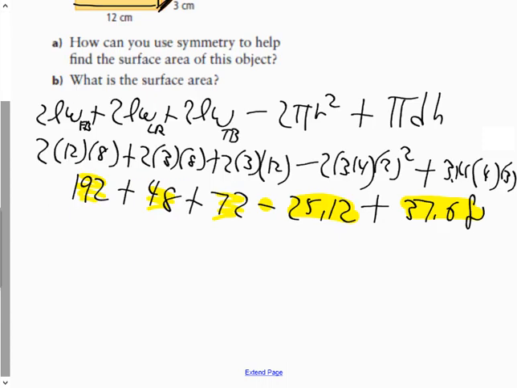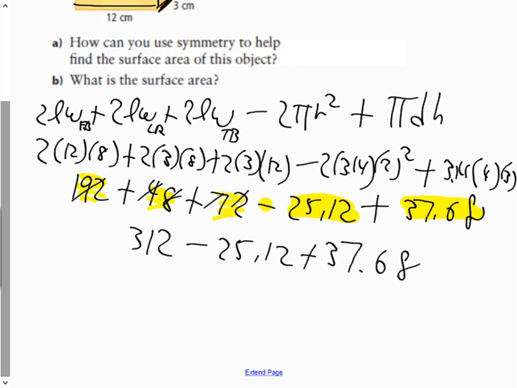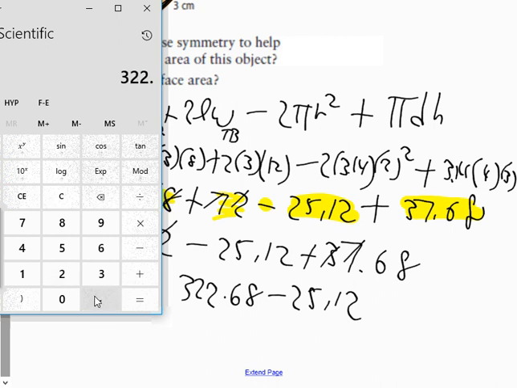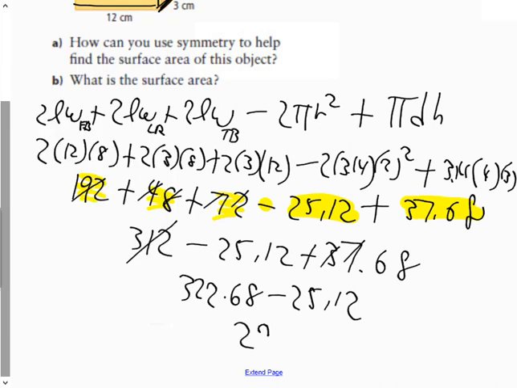So once we work all this out, let's just do it in our head. 192 plus 8 is 200. That's 210, that's 310, 312 minus 25.12 plus 37.68. I'm going to add these together first. 312 and 30 is 315. 322.68, take away 25.12. I'm not doing this in my head. 322.68 take away 25.12 is equal to 297.56.